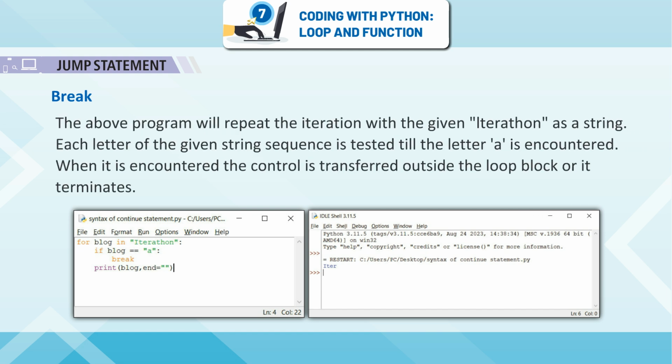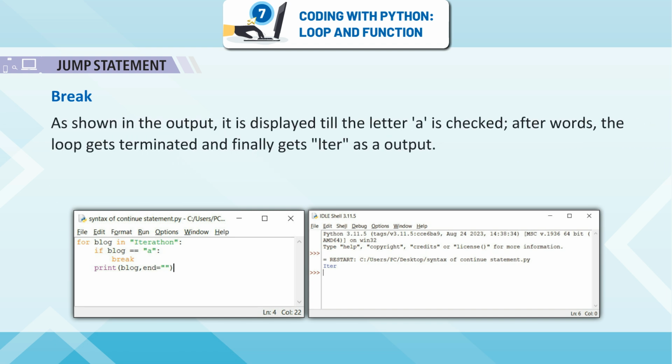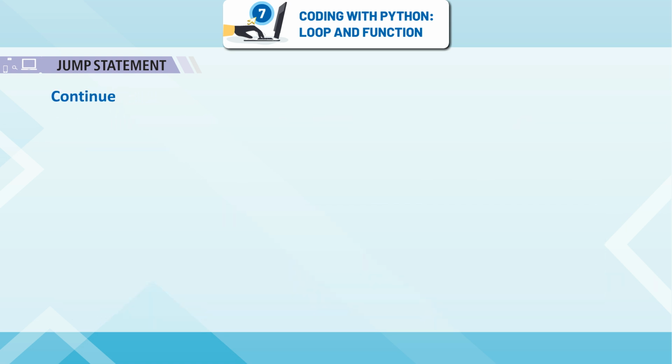Syntax of break. The above program will repeat the iteration with the given iteration as a string. Each letter of the given string sequence is tested till the letter 'a' is encountered. When it is encountered, the control is transferred outside the loop block or it terminates. As shown in the output, it is displayed till the letter 'a' is checked. Afterwards, the loop gets terminated and finally gets 'iter' as an output.